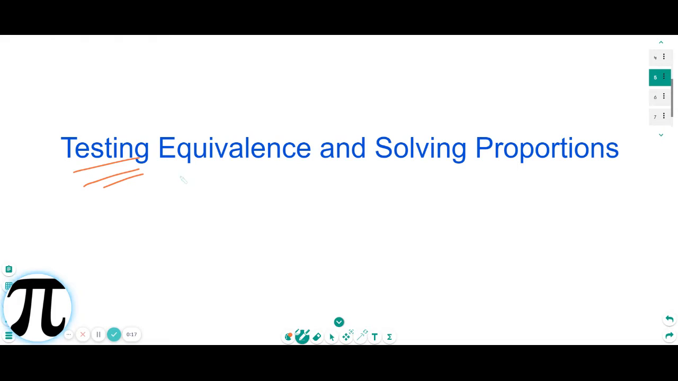And so there's lots of ways. We've covered a few of them already today, or over the past few weeks in class. And then we're going to do some solving proportions, and we're going to get into why cross multiplying works.